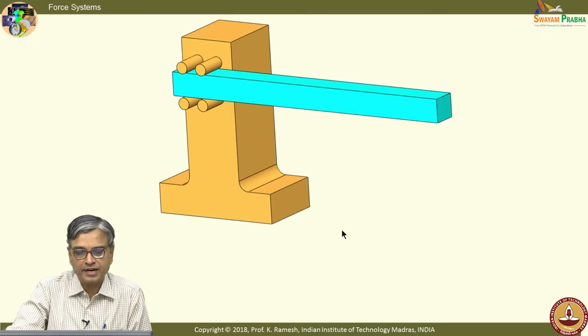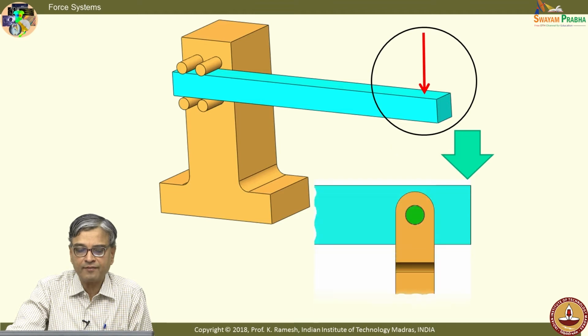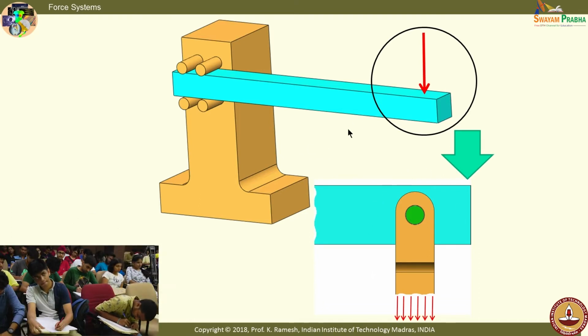Let us continue our discussion on force systems. In the last class, we had taken up a simple problem wherein I have shown a load acting at the tip of a cantilever beam. And I said, in order to apply this load, one possibility is to have a pin joint with a fork. And when I view it on this side view, I get this, or I can also call that a front view.